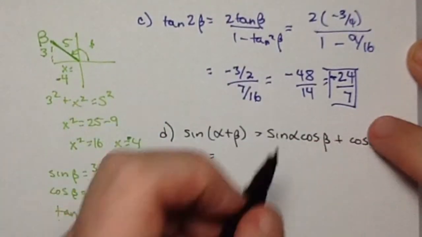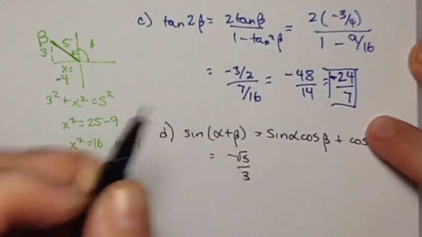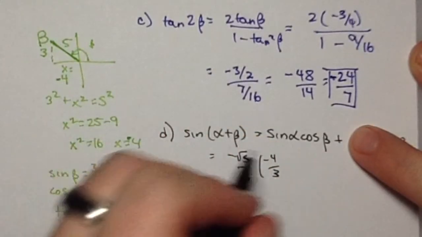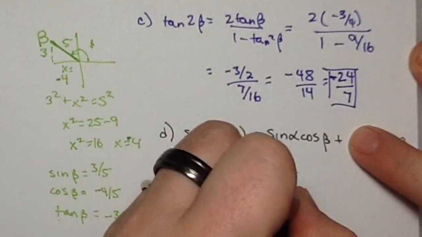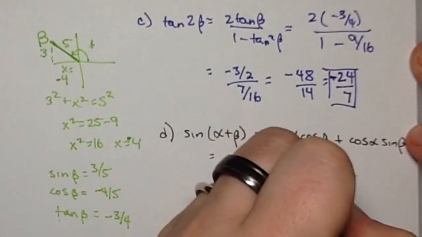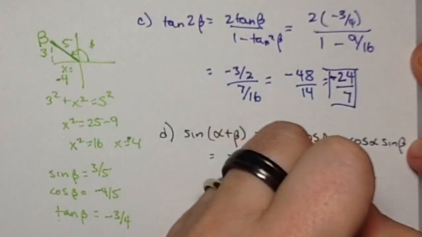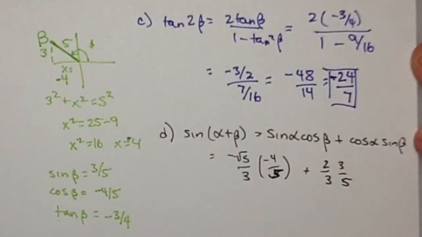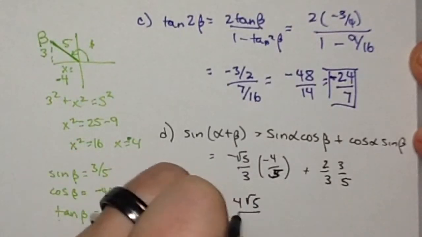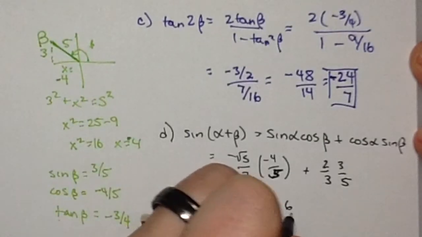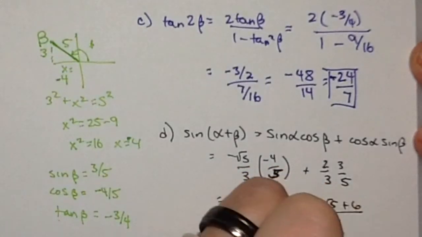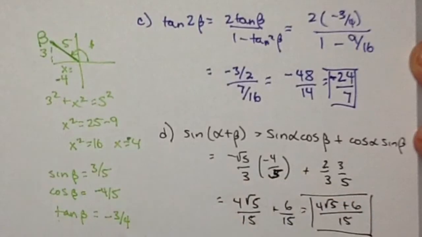Sine alpha is negative square root 5 over 3. Cosine beta is negative 4 over 5. And cosine alpha is 2/3, and sine beta is 3/5. Okay, so negative times a negative is a positive, so we have 4 root 5 over 15 plus 6 over 15. So that's 4 root 5 plus 6 over 15. And this also agrees with the key.